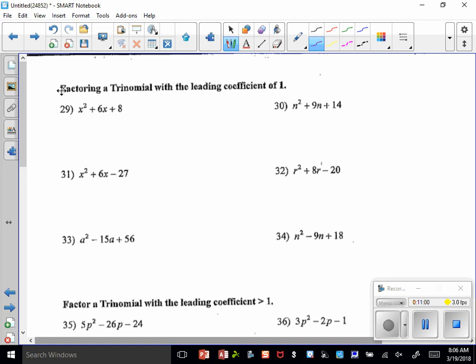Now what's the difference with these types of problems? And I want you to tell me, look at the x squared terms in this section here. All the x squared terms, what's the coefficient in front?